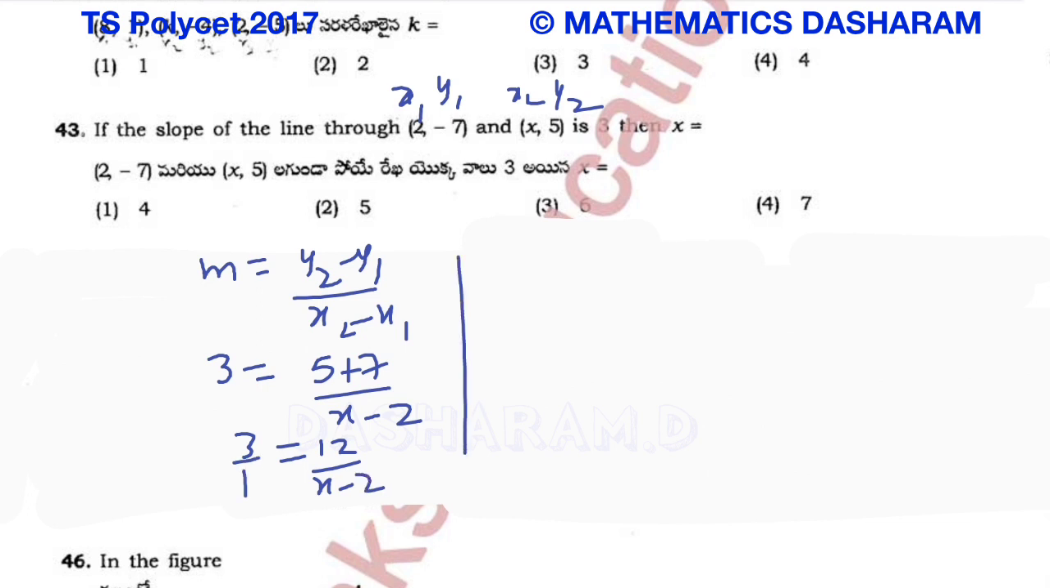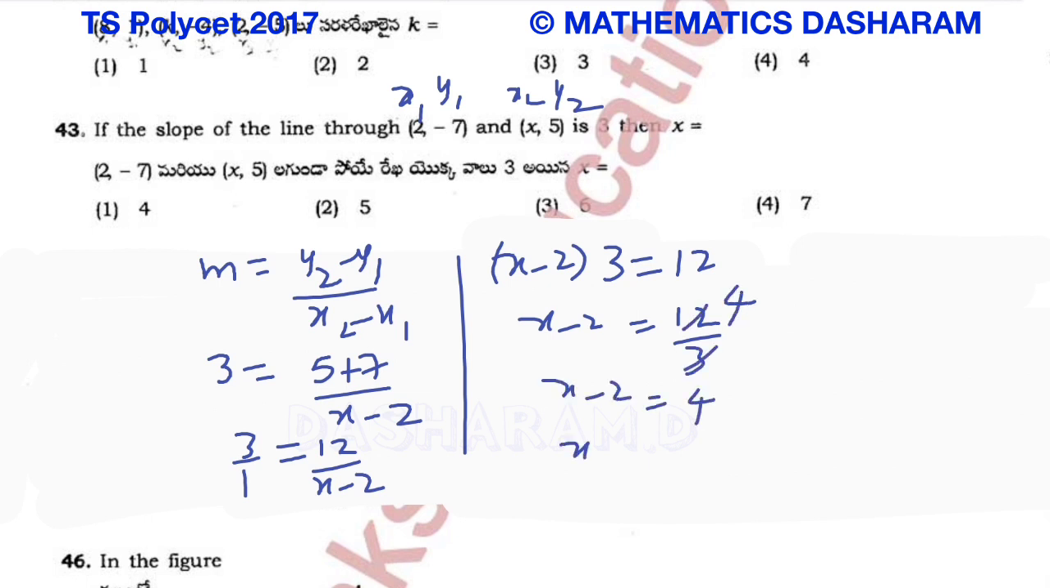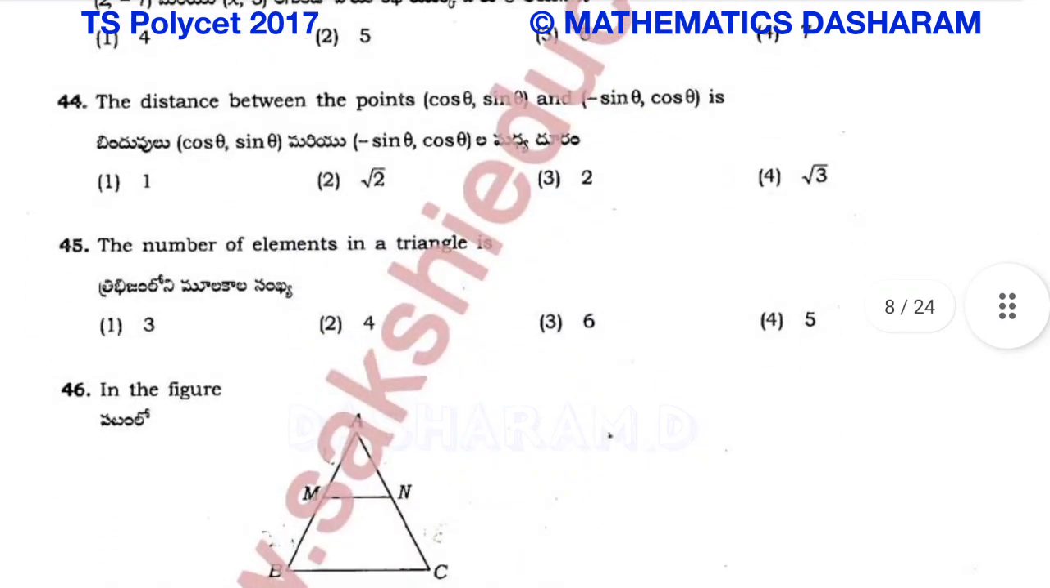Next, 3 can be written as 3 by 1, so x minus 2 into 3 equal to 12 into 1, 12. So x minus 2 equal to 12 divided by 3. 3 ones are 3, 3 fours are 12, x minus 2 equal to 4. Then x equals 4 plus 2. 4 plus 2 is 6. So here option 3 is correct. So next question 44.